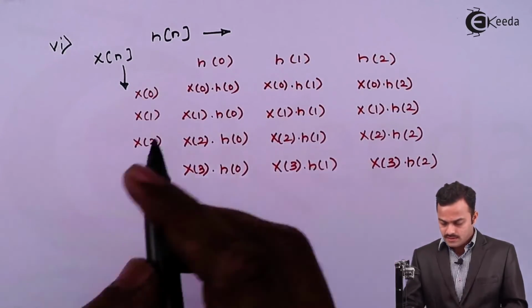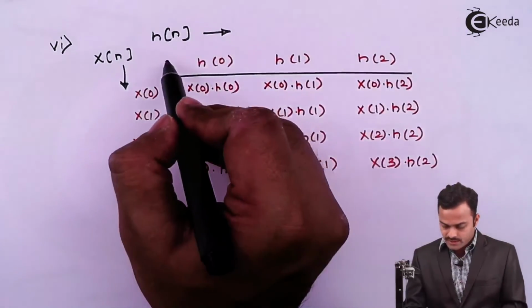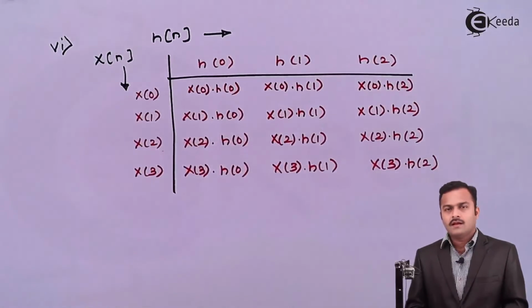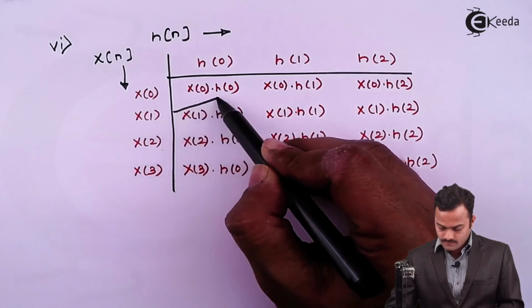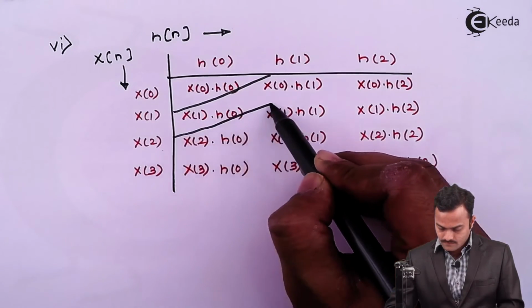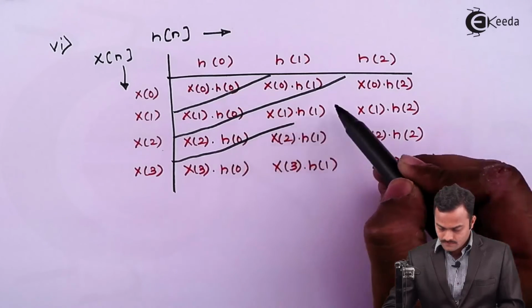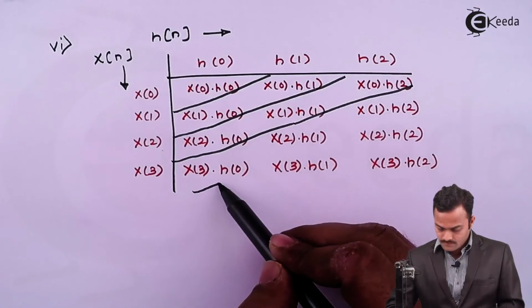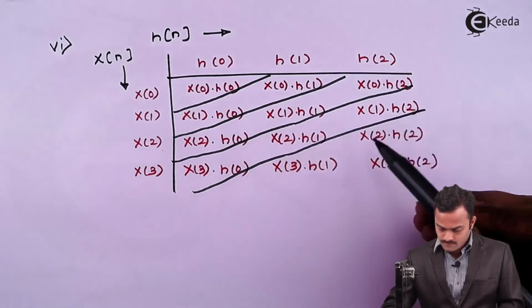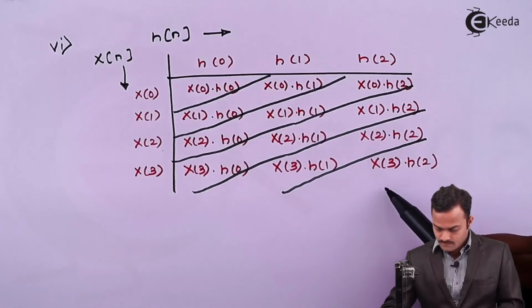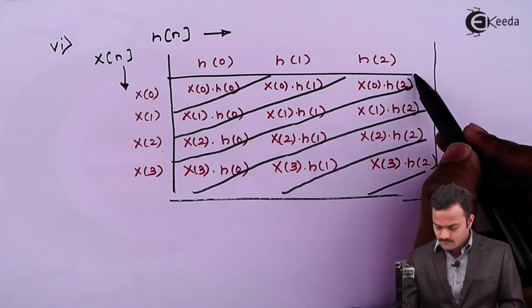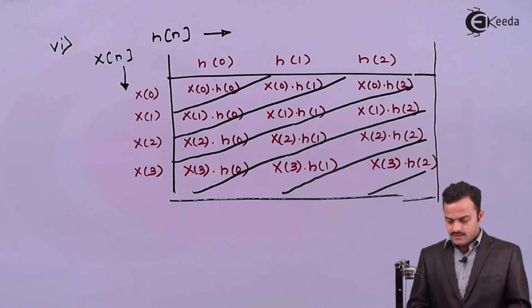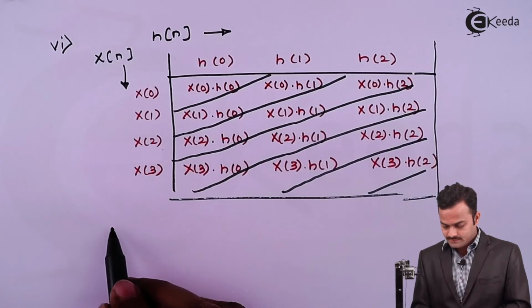So basically here I am getting this matrix kind of thing, and here I can segregate the terms like this. And in the end, if I check, I will get terms like this.